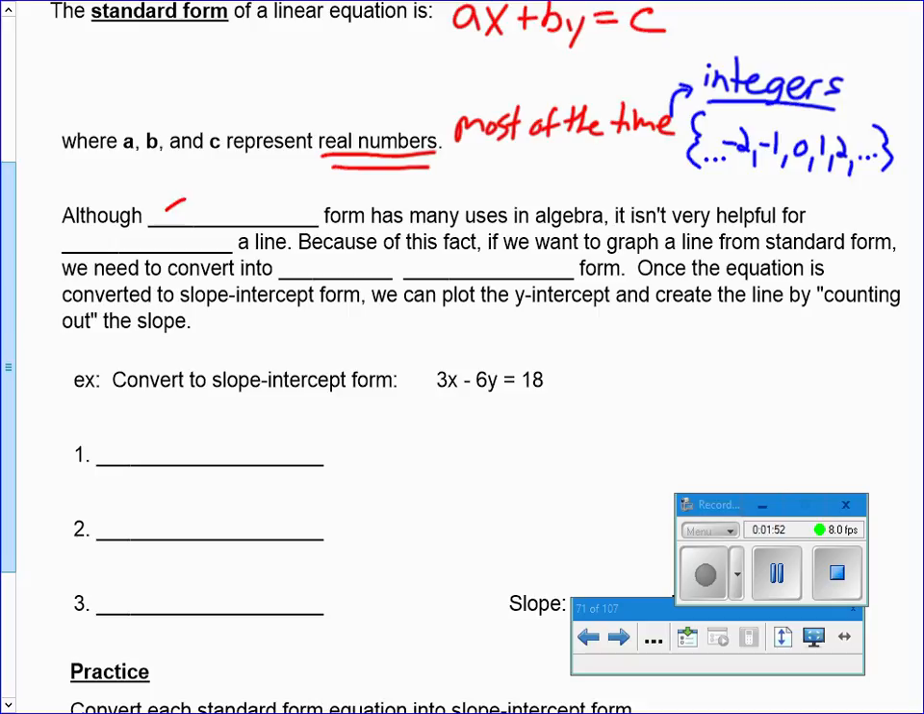So standard form is used mostly in algebra, mostly when we're setting up equations. It's very, very useful in algebra, but it's not really helpful if we're doing what we've been doing, which is graphing lines. So if we have a standard form equation of a line and we want to graph it, the best way to do that is to convert it into slope-intercept, because slope-intercept is an easy form to work with.